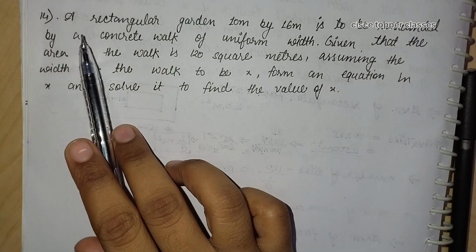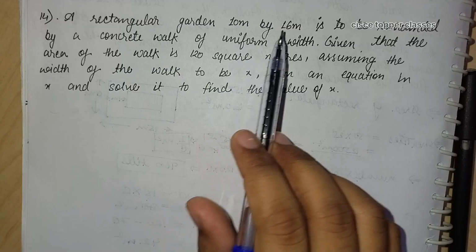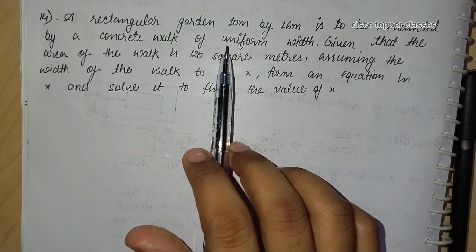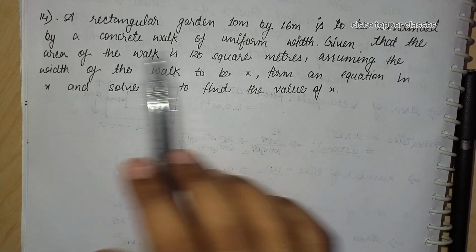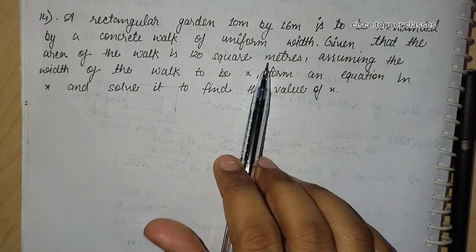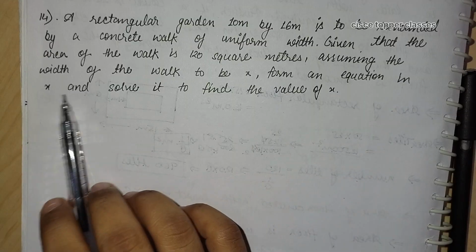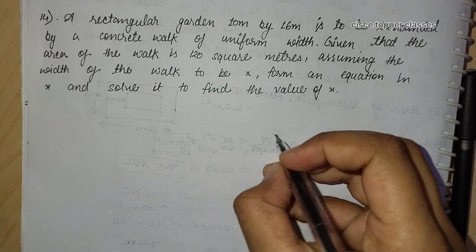Now let us solve question 14. A rectangular garden 10 meters by 16 meters is to be surrounded by a concrete walk of uniform width. Given that the area of the walk is 120 square meters, assuming the width of the walk to be x, form an equation in x and solve it to find the value of x.